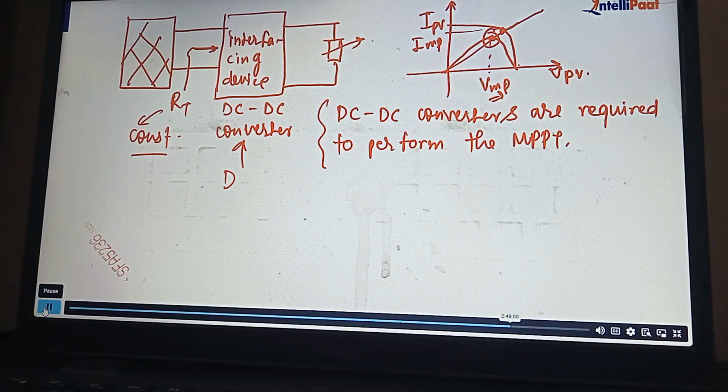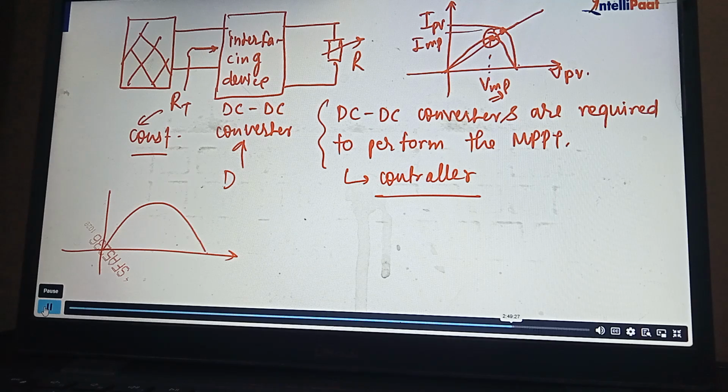So the DC-DC converter is nothing but a controller. It is a controller which is required to perform the MPPT. Correct? You will find that the load is varying throughout the day. How is the load varying? We have this curve, drawn for 24 hours, suppose. Out of 24 hours, here you can find the magnitude of power.